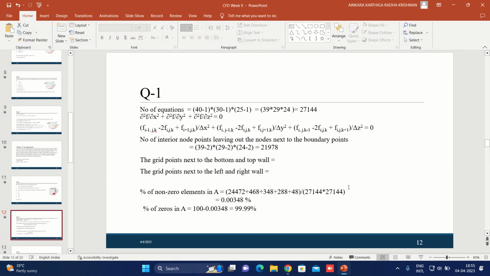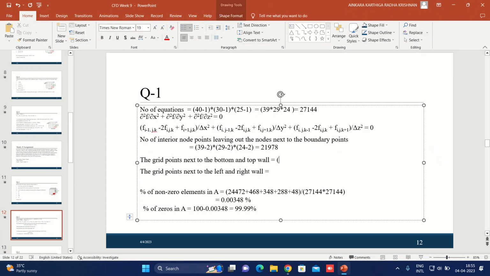So for the bottom and the top wall, it would be 25, right? 25 minus 1, into 24 into 2 plus 2 plus, sorry, it is 2 plus 2 plus 1, 4 plus 5 plus 6, into 6.